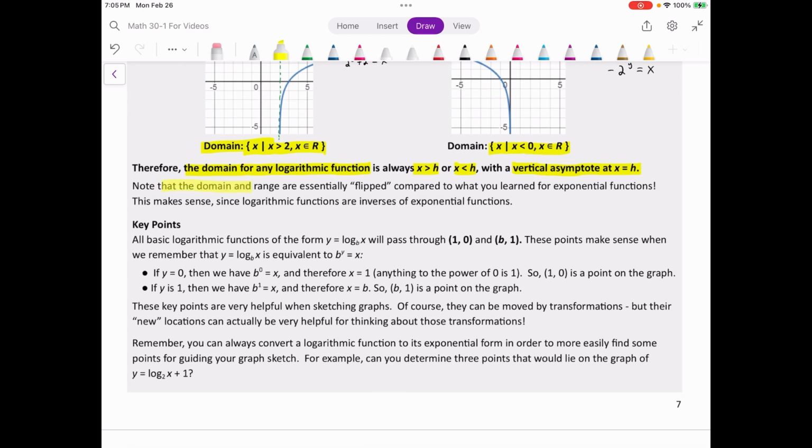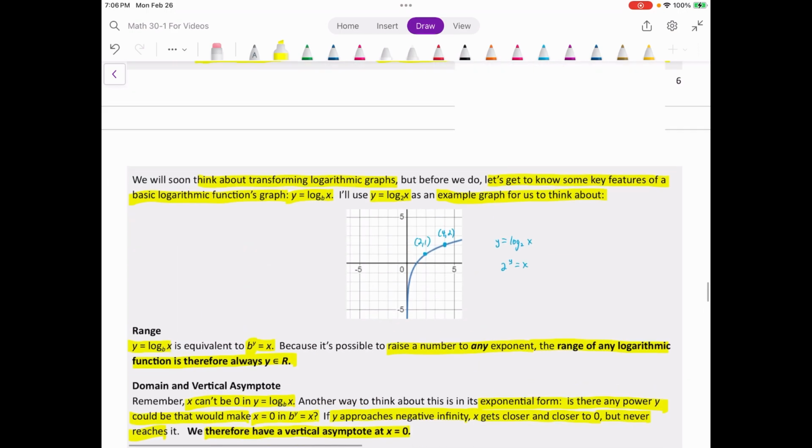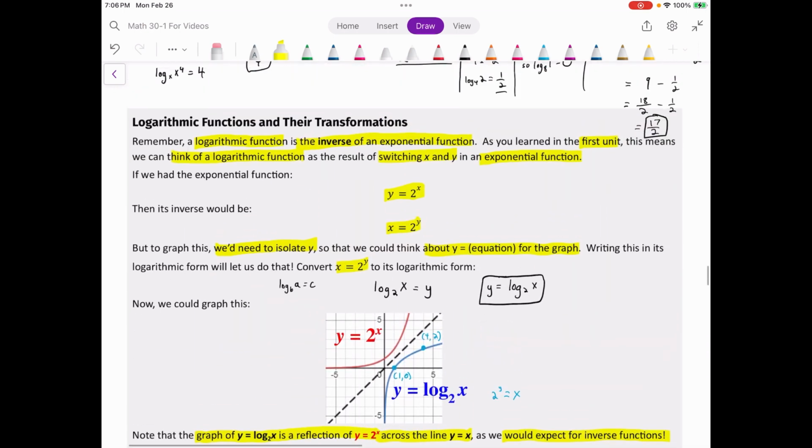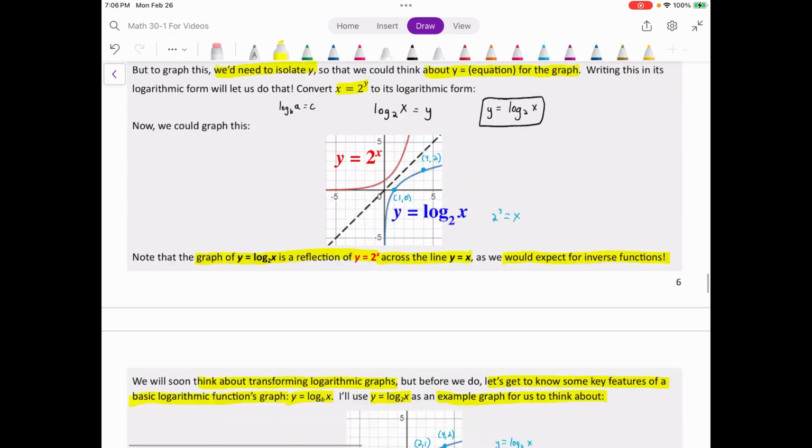That's all the stuff we talked about yesterday with the exponential functions, except swap horizontal and vertical, swap x and y, swap domain and range. Everything I said about range today, I said about the domain in the exponential functions lesson. They've just been flipped compared to what we learned for exponential functions. This makes sense because logarithmic functions are just inverses of exponential functions, as we saw at the very beginning. y equals log base 2 of x is just the inverse of y equals 2 to the x.